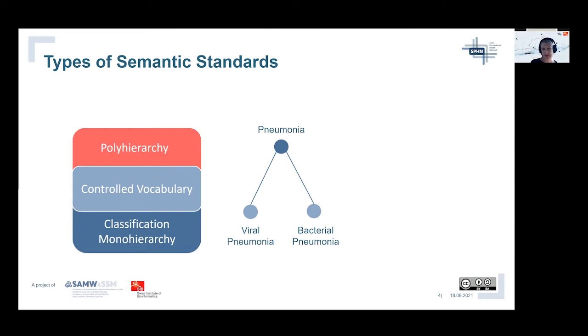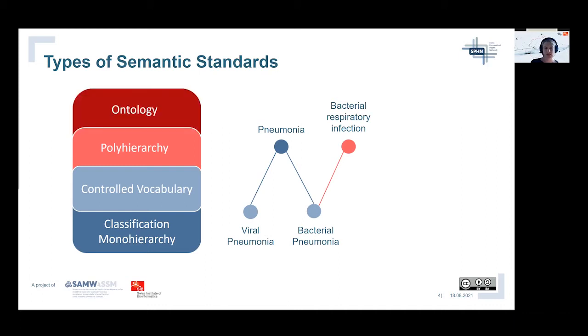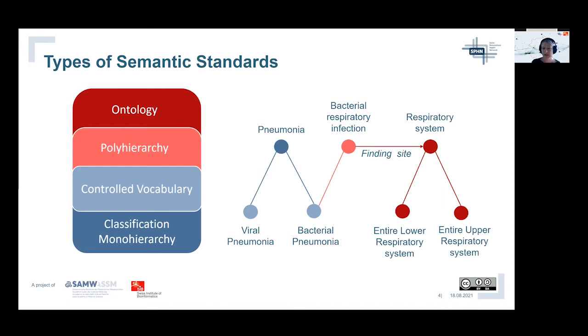So-called "is a" relationship: a viral pneumonia is a pneumonia. Then we have semantic standards which are a polyhierarchy. What does it mean? A term like bacterial pneumonia can have more than one parent, here for example bacterial respiratory infection. And the most advanced ones are ontologies or ontology-like semantic standards. And when do we speak about an ontology? It's when, in addition, you have relationships sidewards, so-called attribute relationships. For example, here, that a bacterial respiratory infection has a finding site of respiratory system. And this is a link to parallel hierarchies, as you can see here.